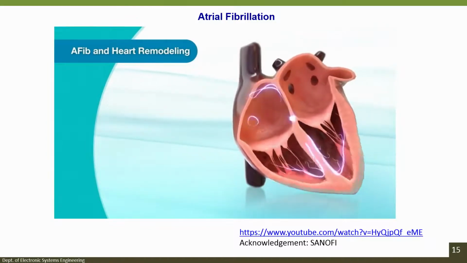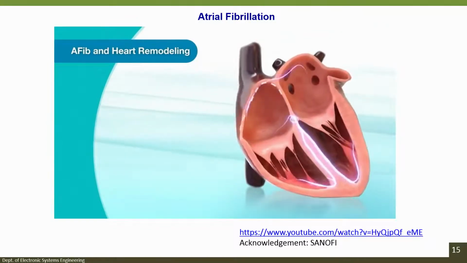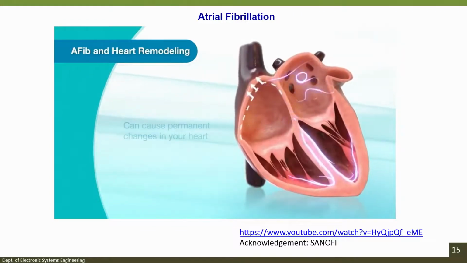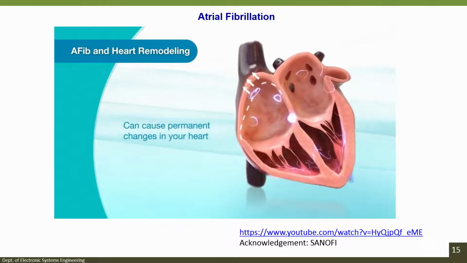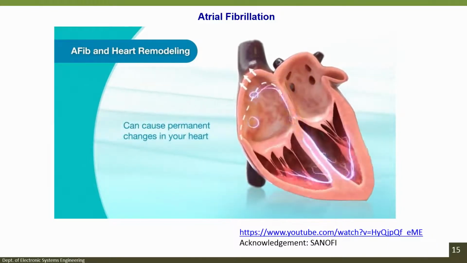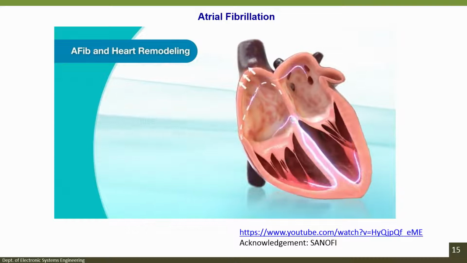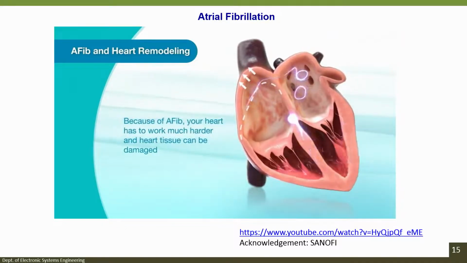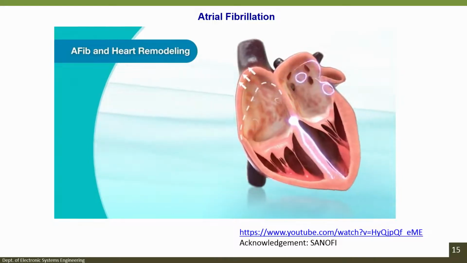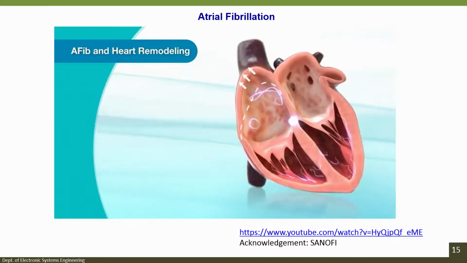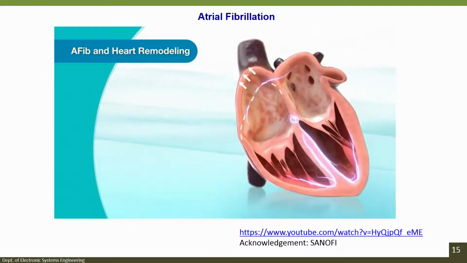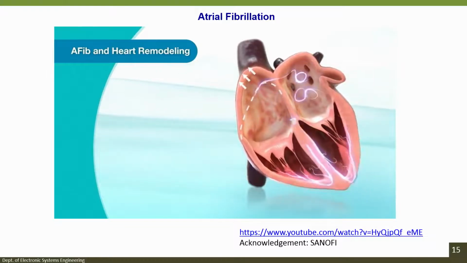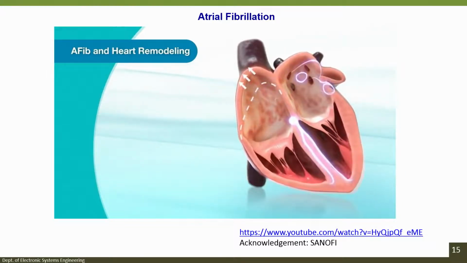If left untreated, Afib can change the size and even the shape of your heart through a process called remodeling. Remodeling can cause permanent changes in your heart in a very short amount of time, potentially just a few days. Because of Afib, your heart has to work much harder, and heart tissue can be damaged. Notice how the heart increases in size and its walls thicken. Even if you're currently being treated for Afib, it's important to understand if your management program is addressing all the risks associated with the disease.